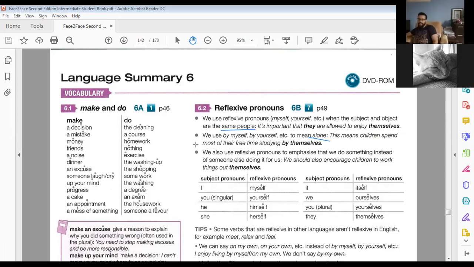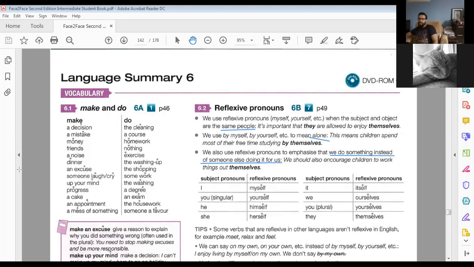When you say I did it by myself, or you did it by yourself, or they did it by themselves, it means without the help of anyone else, alone, right? And the third point, it says instead of someone else. Right.